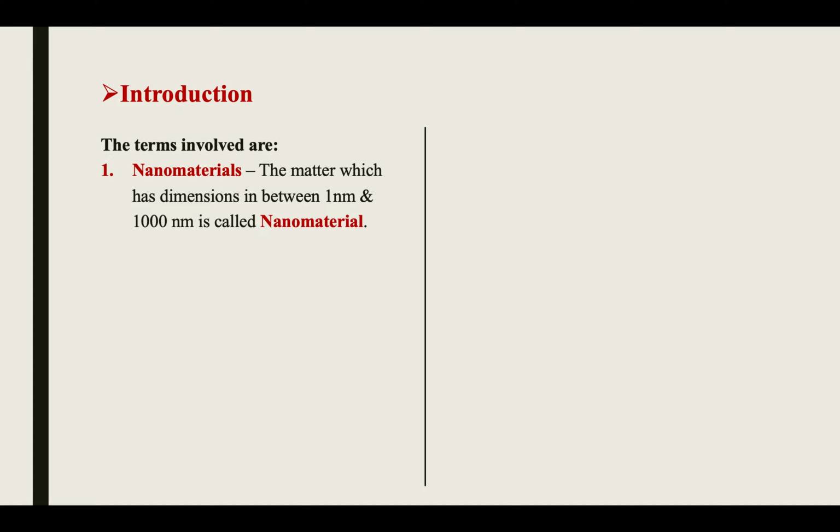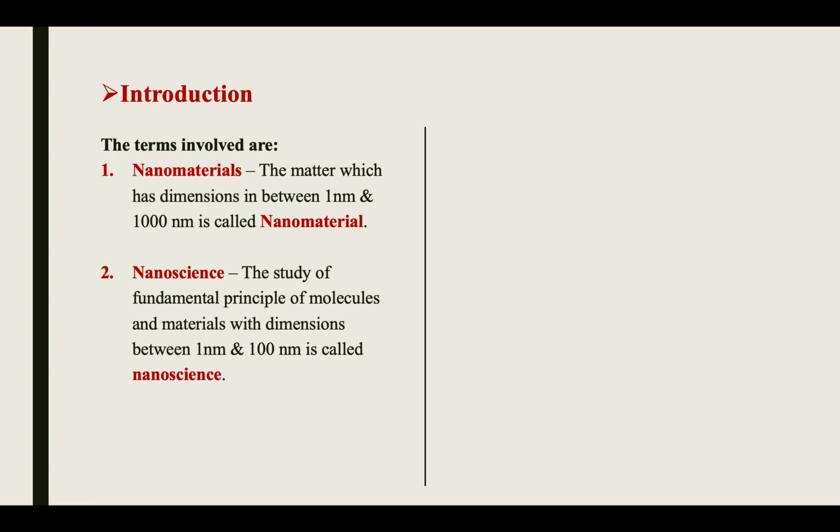There are some terms involved in this chapter that I'm going to discuss now. The first term is nanomaterials. What is the definition of a nanomaterial? The matter which has a dimension between 1 nanometer and 1000 nanometer, we call it a nanomaterial. So if the dimension of any material lies in 1 nanometer to 1000 nanometer, we call it a nanomaterial.